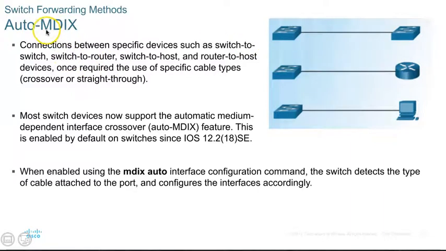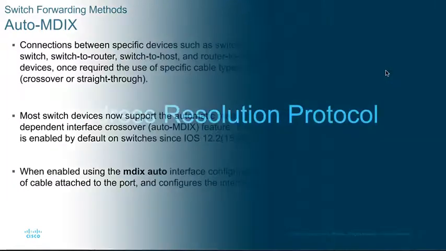Now, modern switches have something in them. It is known as MDIX. With MDIX, the two devices connected will sense what device is on the other end. If they sense they're connected to another like device, such as a switch or a router, they will automatically cross over the cable. So you don't have to make a crossover cable anymore. The switch crosses over the cable automatically.